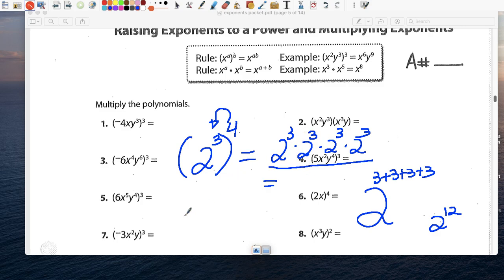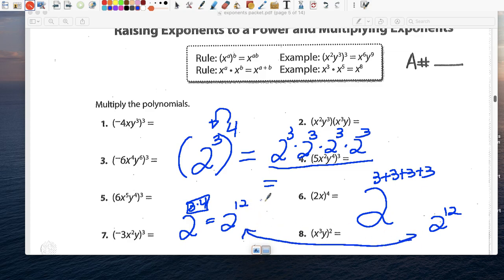Shortcut to this was just saying, hey, that's easy. All I have to do is multiply. When you have a power raised to a power, multiply the two exponents over here, and guess what? You get the same answer. This is the shortcut, right? This is our rule: a power raised to a power, multiply the two exponents, or if you want to expand it out, expand it out.